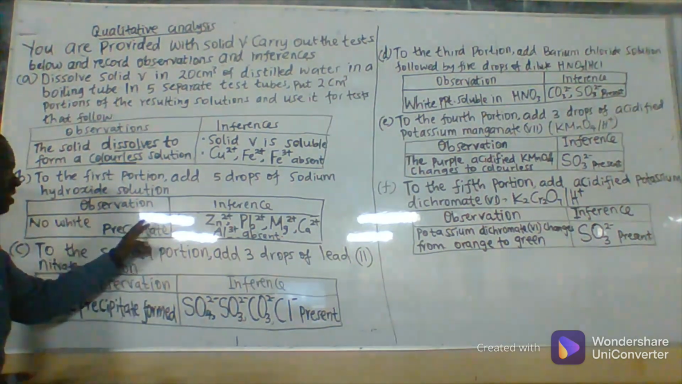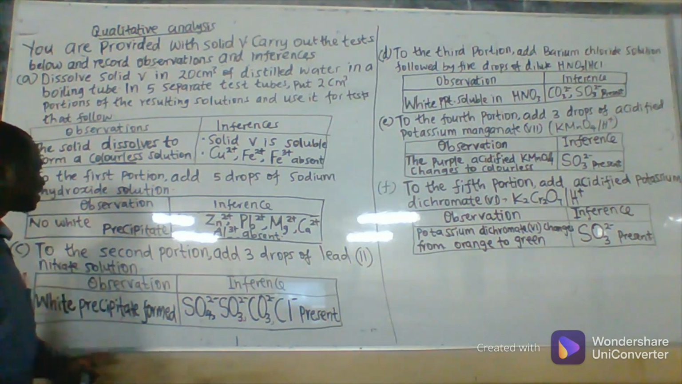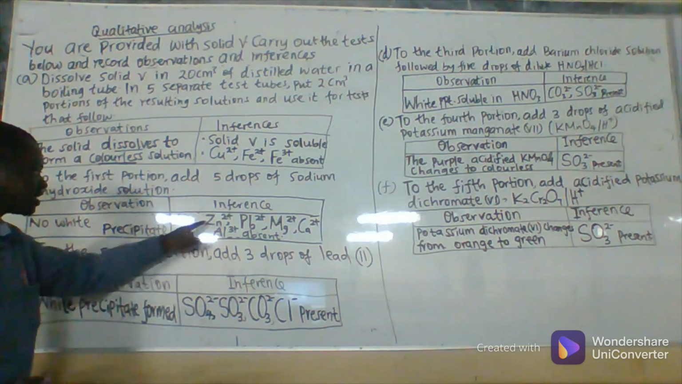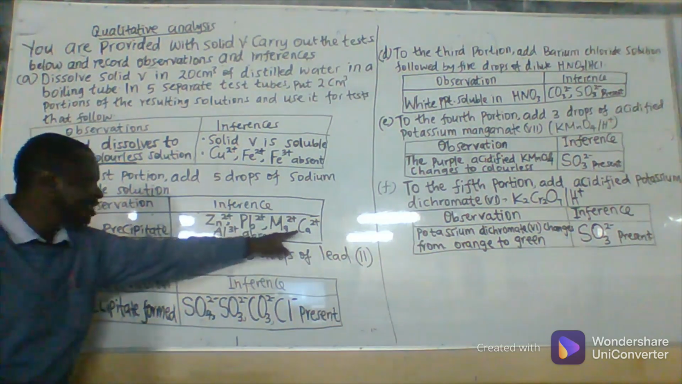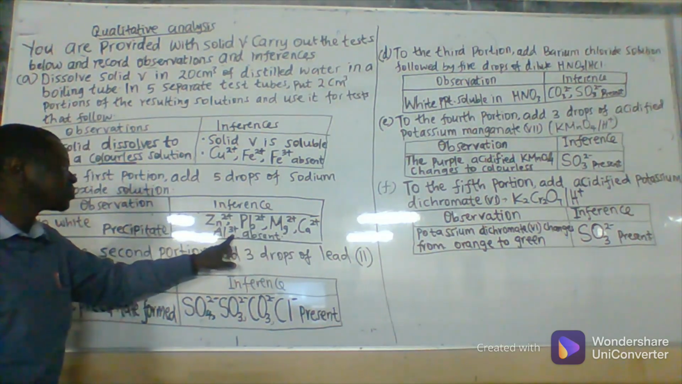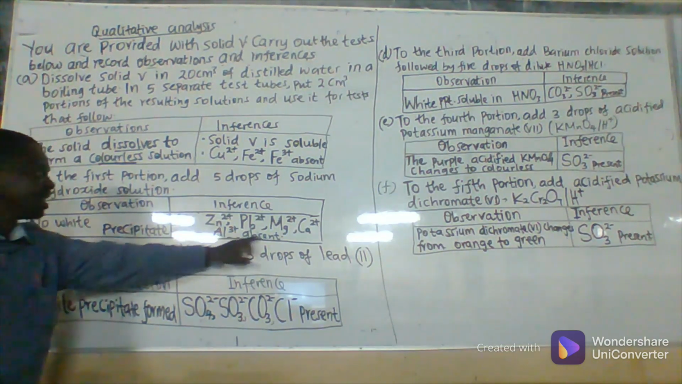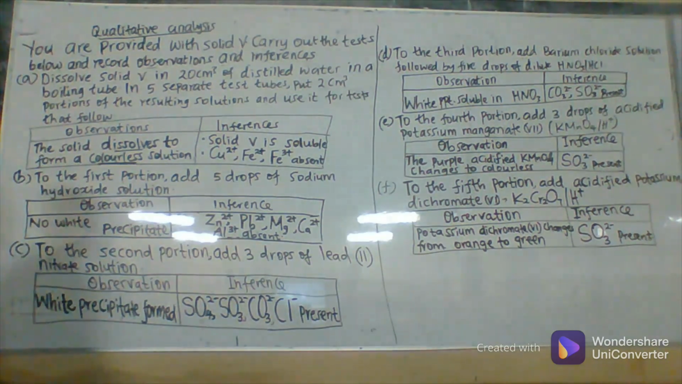And when you do that, that means there is no ion that can form a precipitate in that solution. There are a number of ions that normally form precipitates with sodium hydroxide, including the zinc ions, the lead 2 ions, magnesium ions, calcium ions, and aluminum ions. So it means all those ions that are capable of forming a white precipitate with sodium hydroxide are absent. So that is what you write as the inference. Now to the second portion.